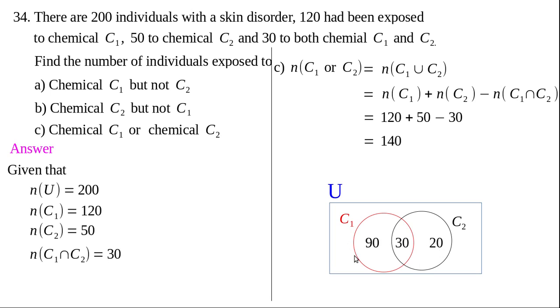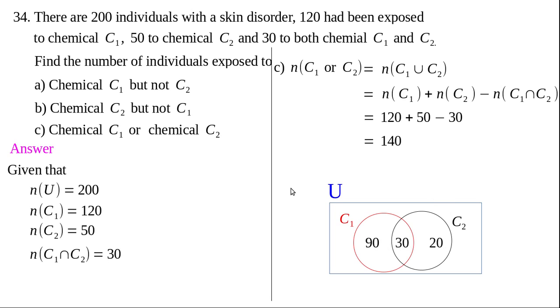Now, the answers to all questions are ready. Number of persons who are exposed to chemical C1 alone is 90. Number of persons who are exposed to chemical C2 alone is 20. And number of C1 or C2, the total number of individuals, just add these three numbers, 90 plus 30 plus 20, that's equal to 140.